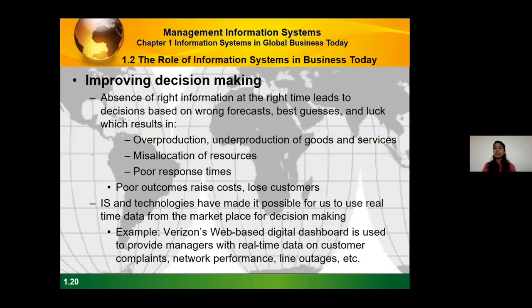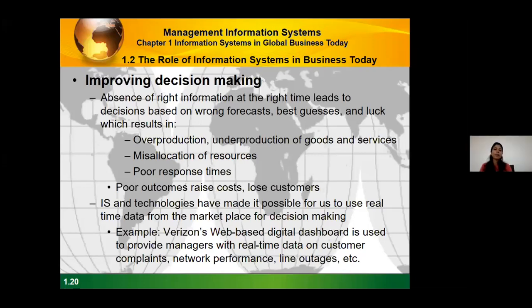So the next point says, IS and technologies have made it possible for us to use real-time data from the marketplace for decision making, right? Now we have learned the negative consequences of not having the correct information. Now, by using information systems, we are in a position to have real-time information, right? The information systems make the information available in real time. More up-to-date information is with us now. By using that, we are in a position to make the right decisions at the right time.